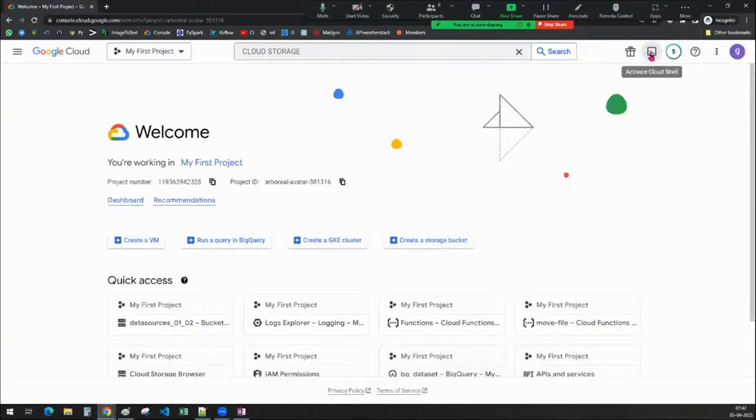And this is where you can activate your Cloud Shell. If we want to work with the Cloud Shell, which is nothing but a command line tool, this is the place you have to go and click on Activate Cloud Shell.